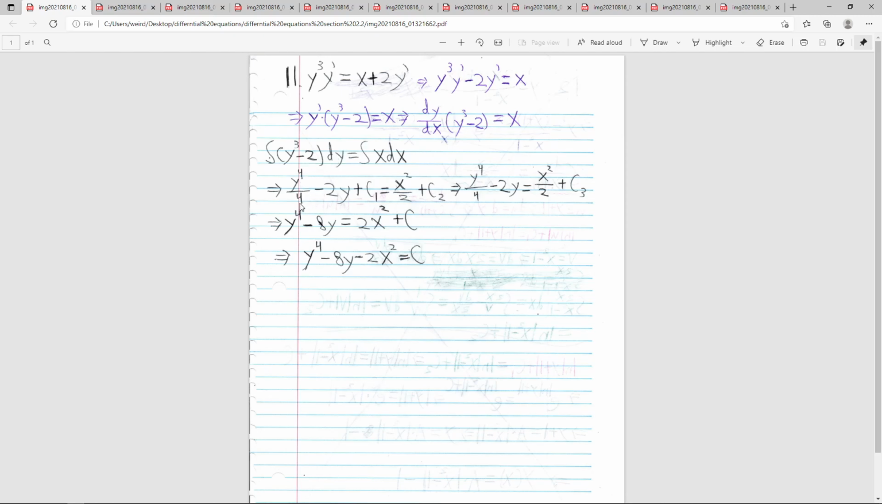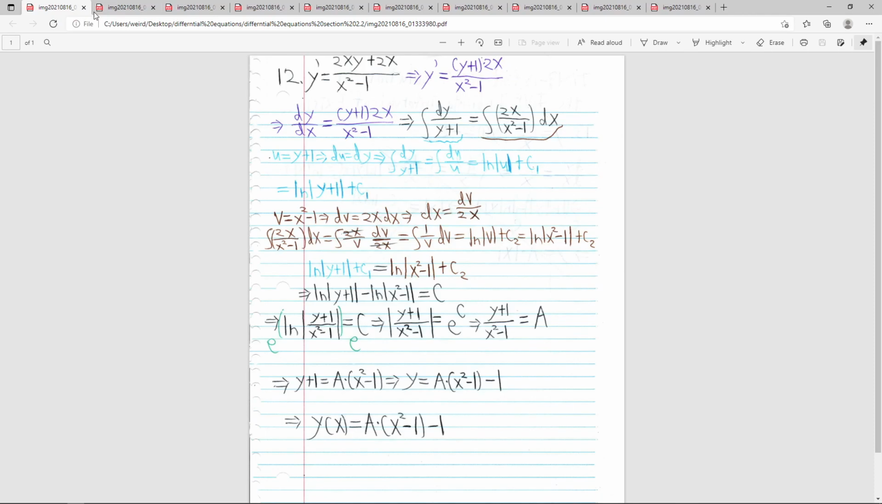So it's y to the fourth divided by 4 minus 2y. It's normal integration steps. Equals x squared over 2. And you just can't do much further. That's our answer. That's one of the forms you have to leave it at. Can't really do much. And now this one is of this type.